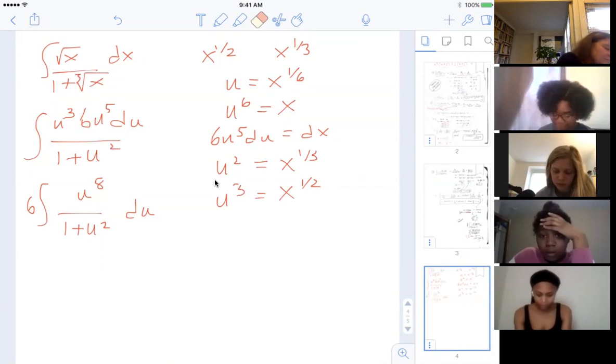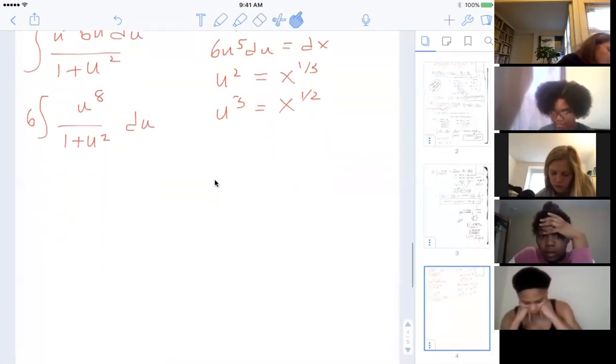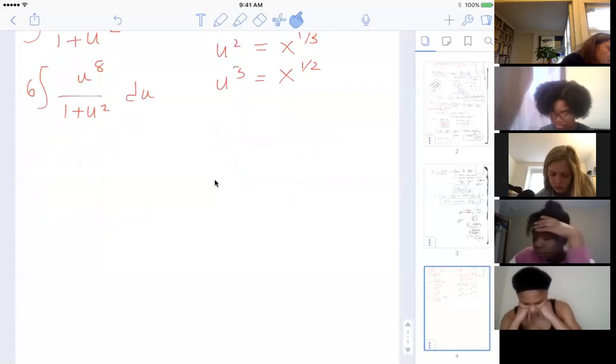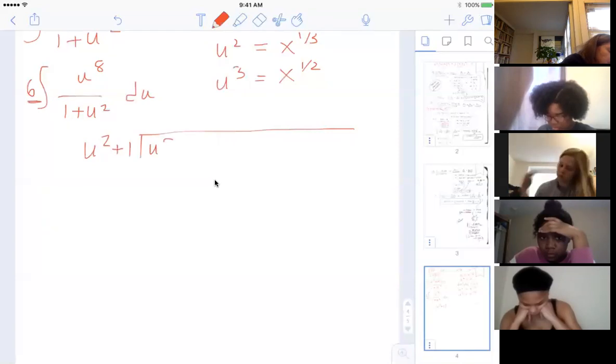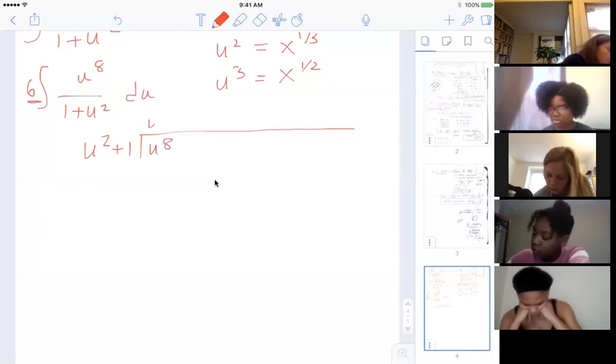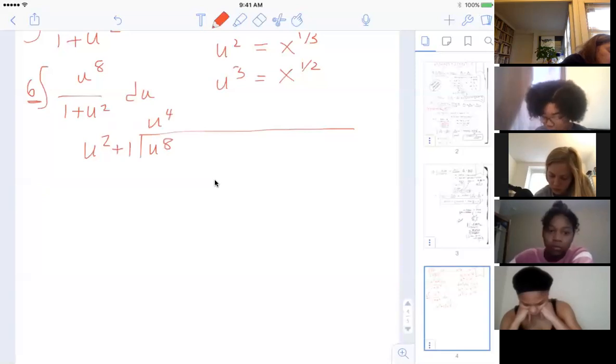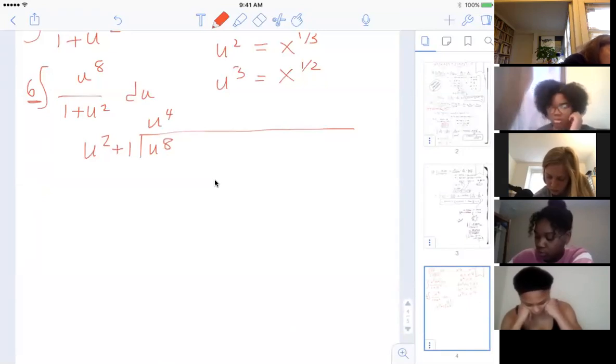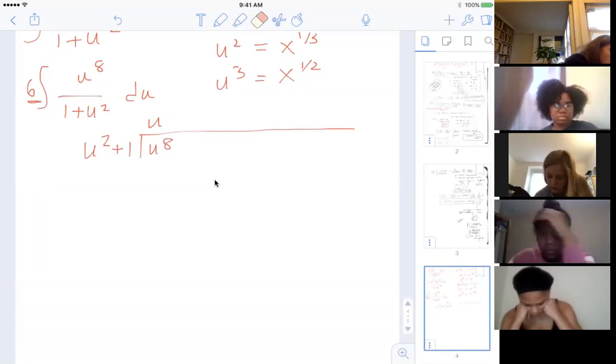So let's do it. It's kind of messy, but let's do it. I want to make sure everybody's got this. Okay, so there's that. So it's going to be u squared plus 1. Don't forget you got 6 out there, but I'll worry about that later. Into u to the 8th. U squared into u to the 8th, u to the 4th. Wait a minute, it's not u to the 4th. What should it be? U to the 6th. Sorry, screwed up. So if you put u to the 8th over u squared, you get u to the 6th.